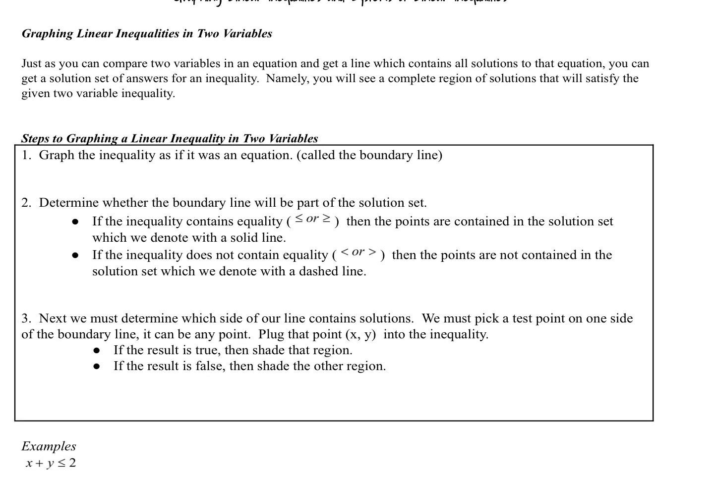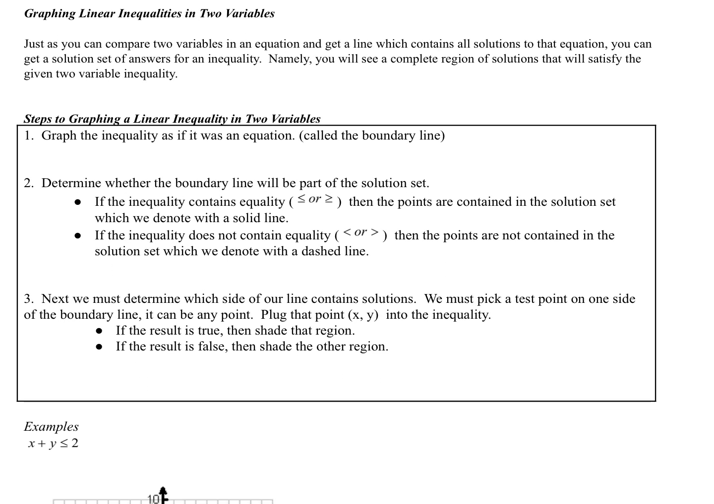So a couple of things when you are graphing a linear inequality with 2 variables. So we're talking about x and y, not just x or y. The first thing you're going to do is graph the inequality as if it was an equation, and that creates what's called the boundary line. That's the line that, depending on your inequality, tells you that my solution doesn't fall on the other side of this line.